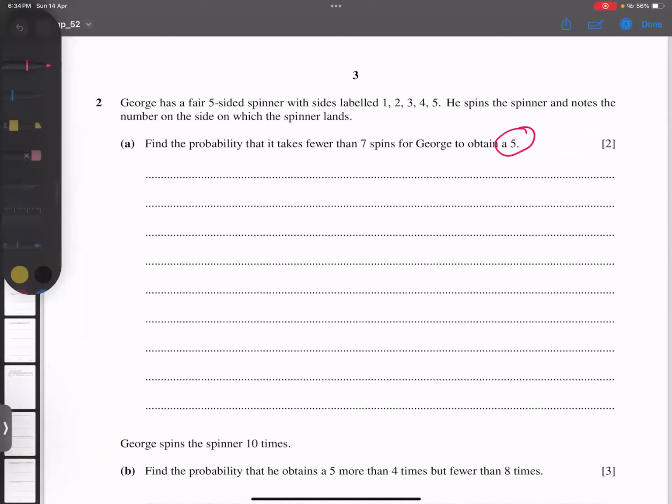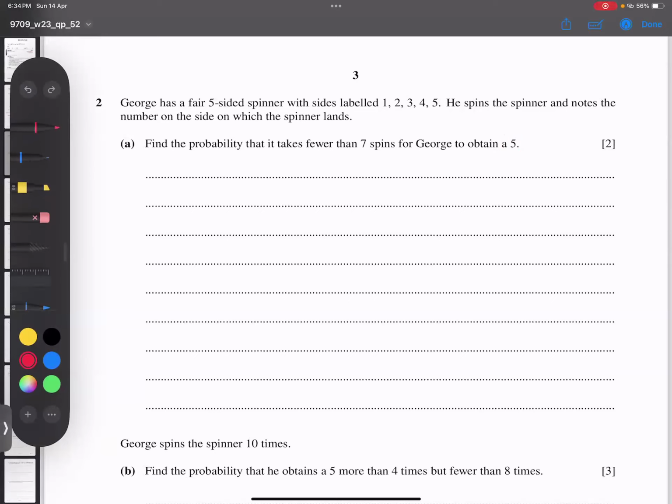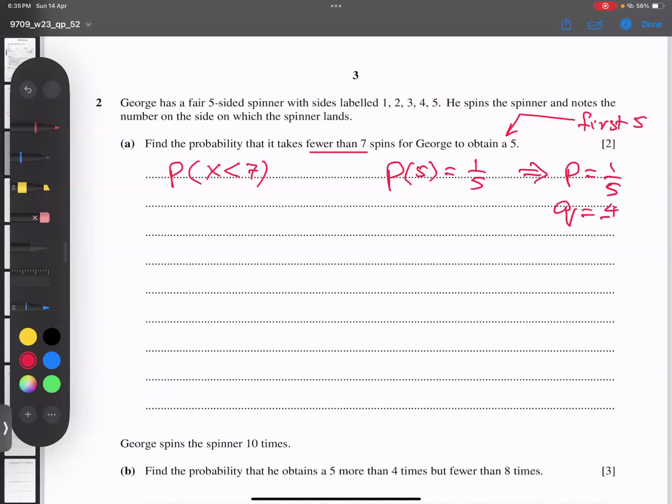This 5 is very important. It deals as a first 5. So whenever it is called the first, this concept is of geometric probability. And how do I mention it here? Because we talk about fewer than 7, fewer than 7 means X is less than 7. Obtain 5. So what is the probability of 5? It is 1 out of 5. So in short, probability of favor is 1 by 5, probability of not favor is 4 by 5.